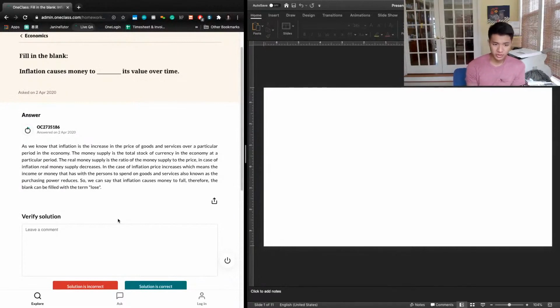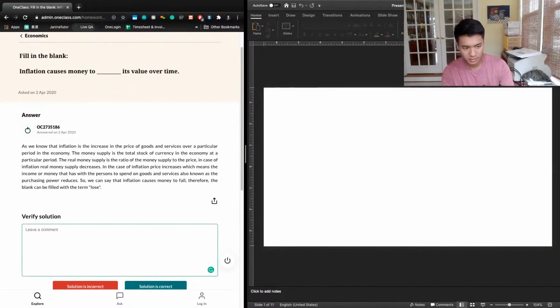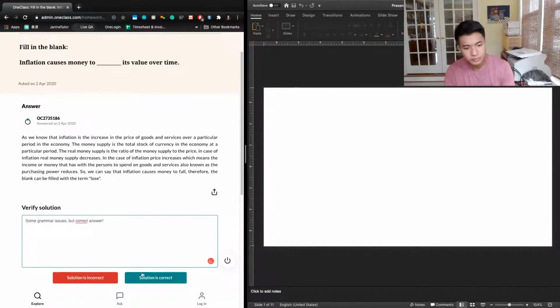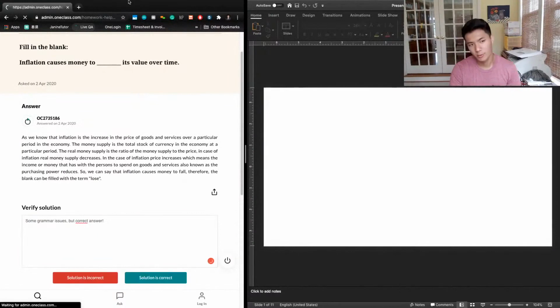In the case of inflation, price increases, which means the income or money that is with people to spend on goods and services, also known as the purchasing power, reduces. So we can say that inflation causes money to fall, therefore the blank can be filled with the term lose. Some grammar issues, but the ideas are correct, so mark that as correct.